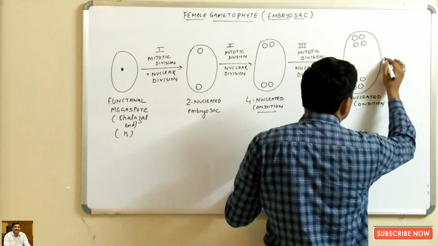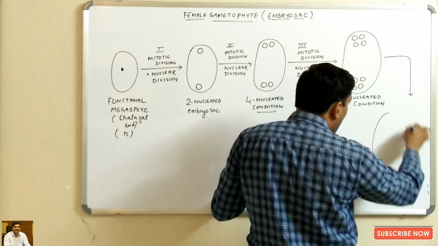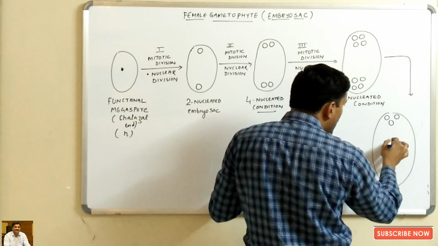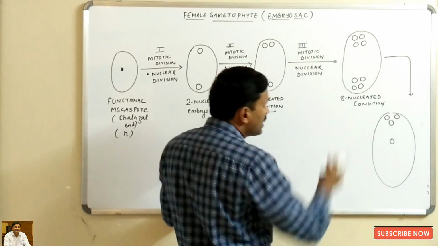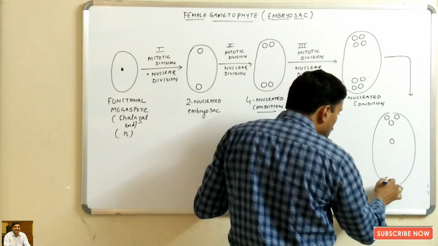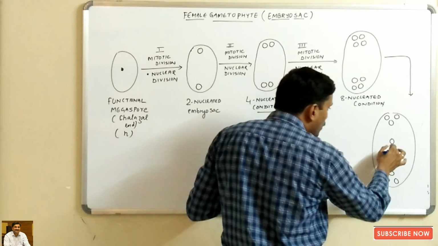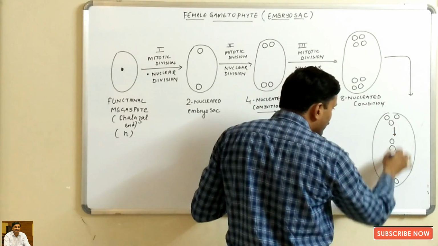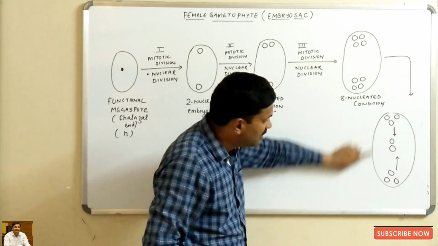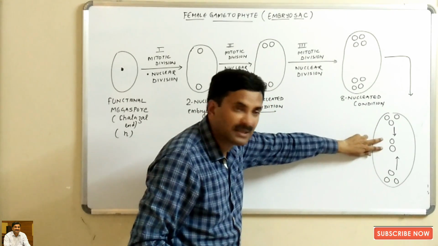Now out of these 8 nuclei, 3 remain at this pole and 1 is shifted towards the center. And at the micropylar end, there are 4 nuclei. Out of the 4 nuclei, 3 remain at this pole and 1 is shifted towards the center. So we can see that 3 nuclei are present at the chalazal end, 3 at the micropylar end and 2 nuclei are present at the center.